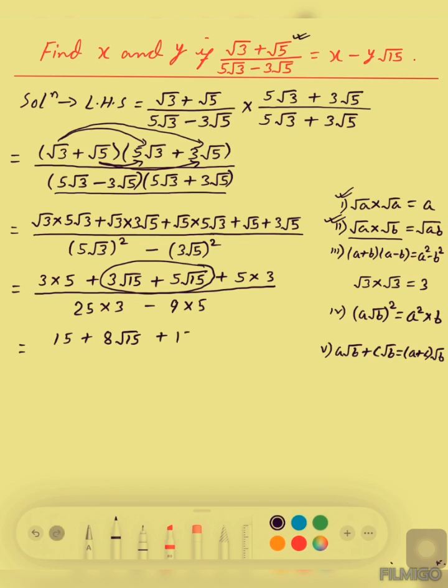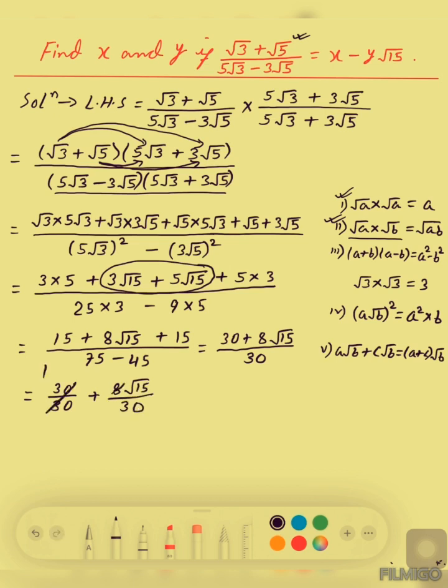If the irrational part is same and there is a plus or a minus sign, you just can add or subtract the rational part of those particular terms. So 3 plus 5 gives us 8 root 15. So 15 plus 8 root 15 plus 15 by 75 minus 45, which is giving us 30 plus 8 under root 15 by 30. Now separate both the terms, 30 by 30 plus 8 under root 15 by 30, which on simplification is giving us 1 plus 4 by 15 under root 15. Now this is your RHS, complete simplification, or you can say the rationalization is being done.